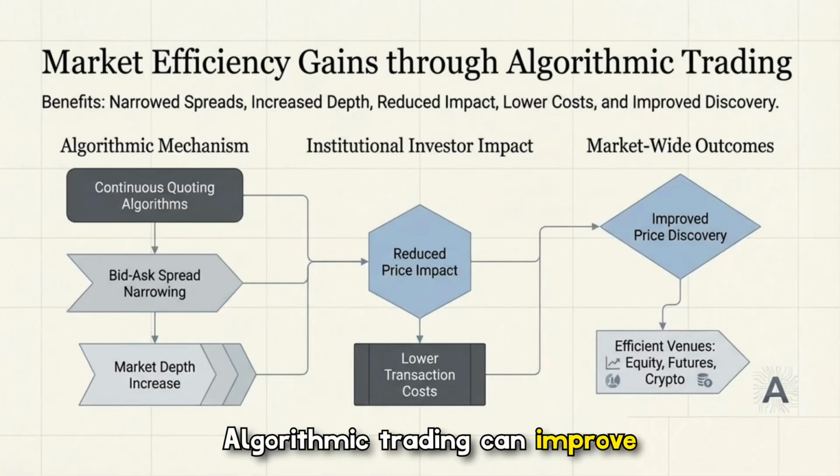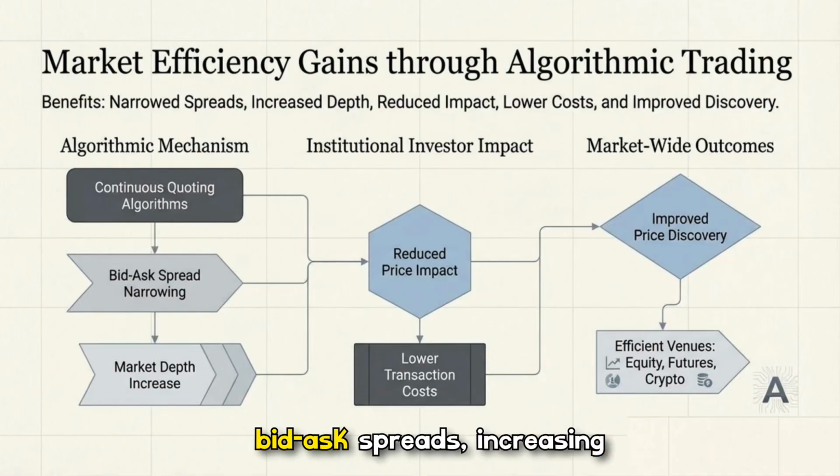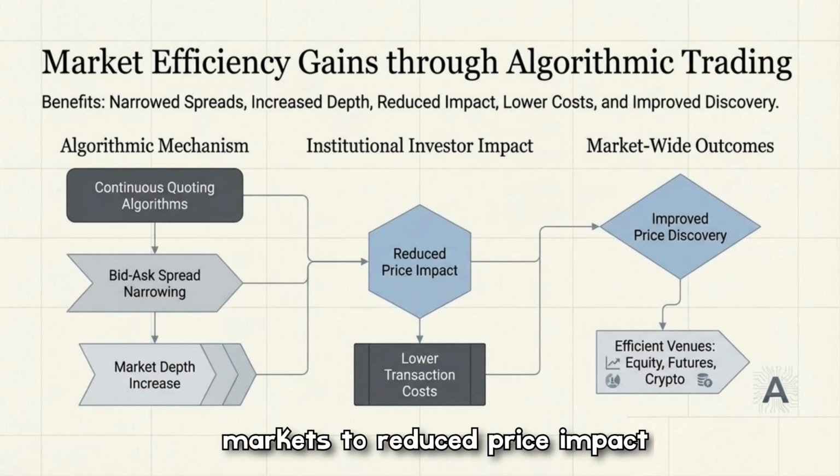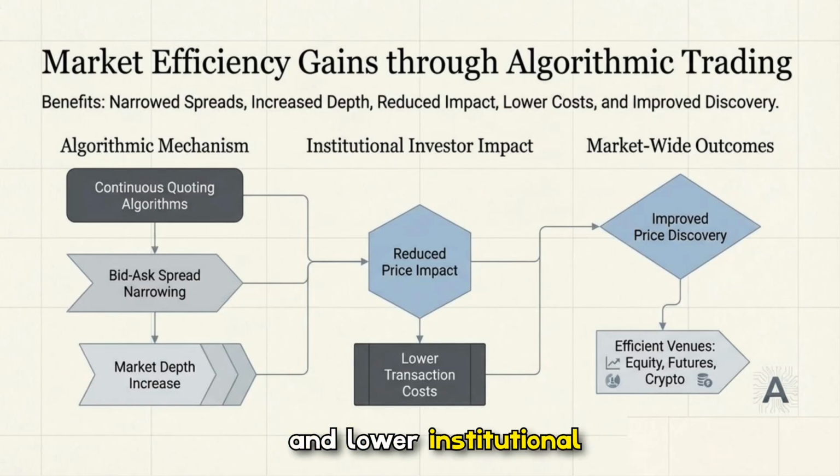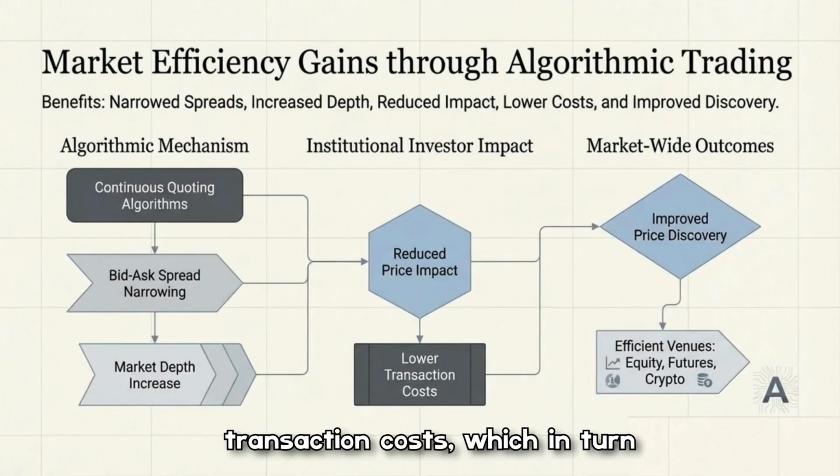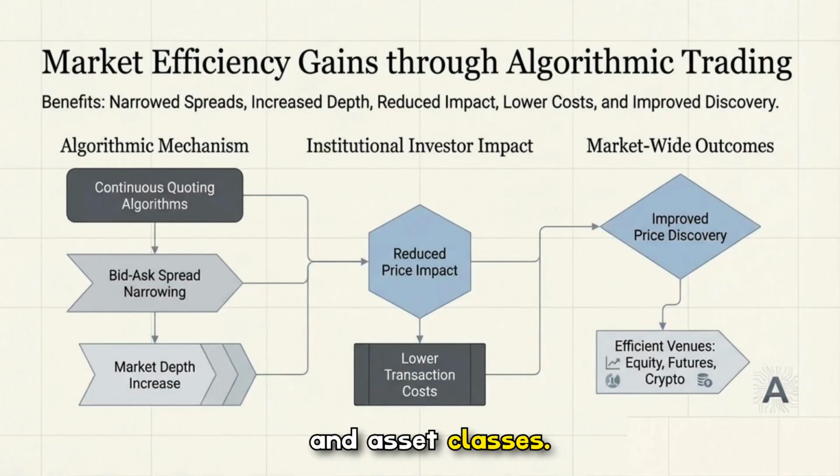Algorithmic trading can improve market efficiency by narrowing bid-ask spreads, increasing depth, and lowering transaction costs. The slide maps continuous quoting and deeper markets to reduced price impact and lower institutional transaction costs, which in turn supports better price discovery across venues, benefiting a wide range of market participants and asset classes.